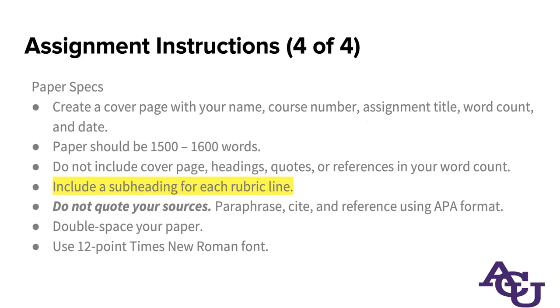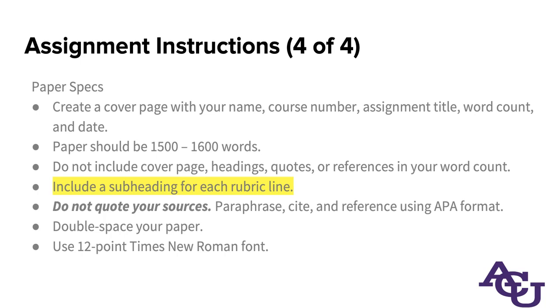Paper specifications. So in addition to the standard APA cover page, we also need to have the word count and the date. Paper should be 1,500 to 1,600 words, which works out to about 6 to 6.5 pages of double-spaced content. So that's excluding the cover page, excluding the references, is about 6 to 6.5 pages of content.